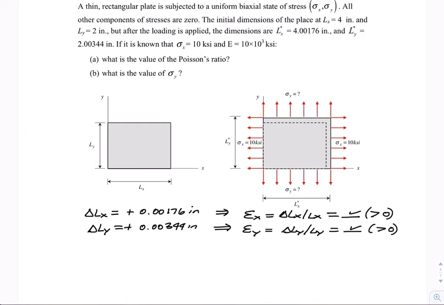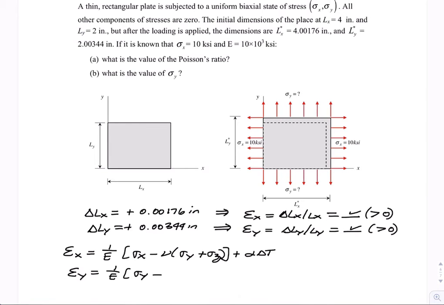So we're going to go back to our Hooke's law, or stress-strain relationships, which says that epsilon x is equal to 1 over E times sigma x minus nu times sigma y plus sigma z, plus alpha delta T. Epsilon y, the strain in y, is equal to 1 over E times sigma y minus nu times the quantity sigma x plus sigma z, plus alpha delta T. We're not running these tests under changes in temperature conditions. Since it's in plane stress, we have sigma z equal to 0.